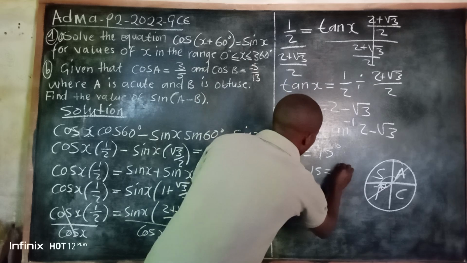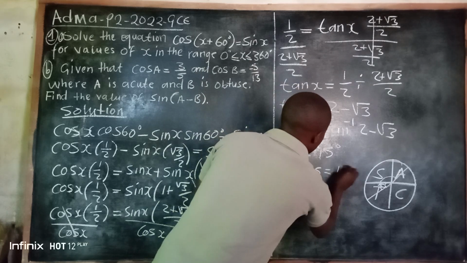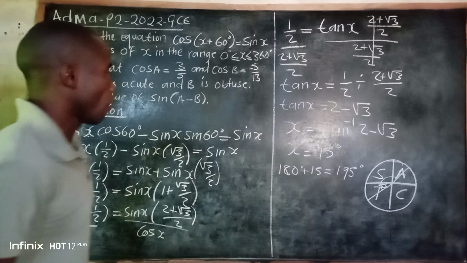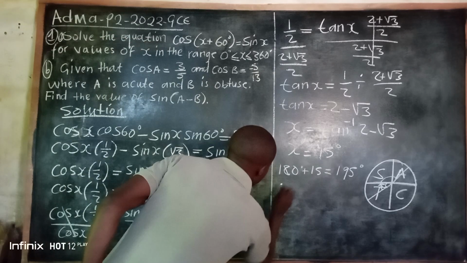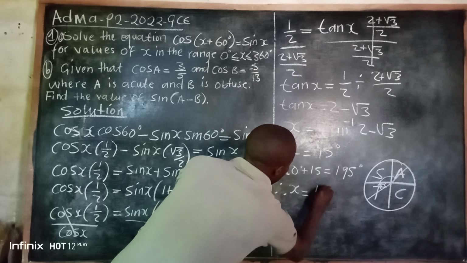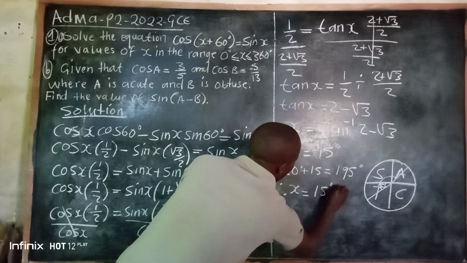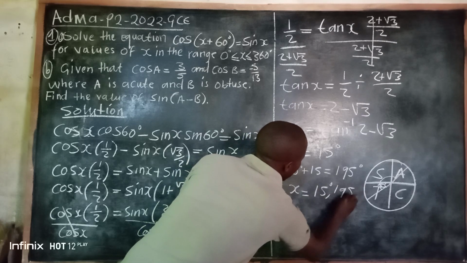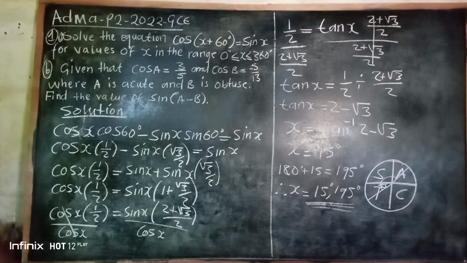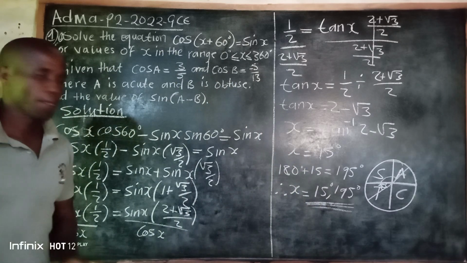What is the answer there? The answer will be 195 degrees. Therefore, x is equal to 15 degrees, comma, 195 degrees, and that will be our final answer.